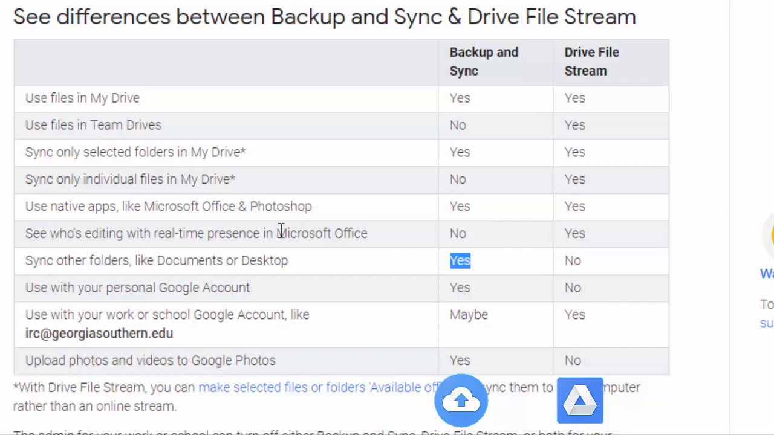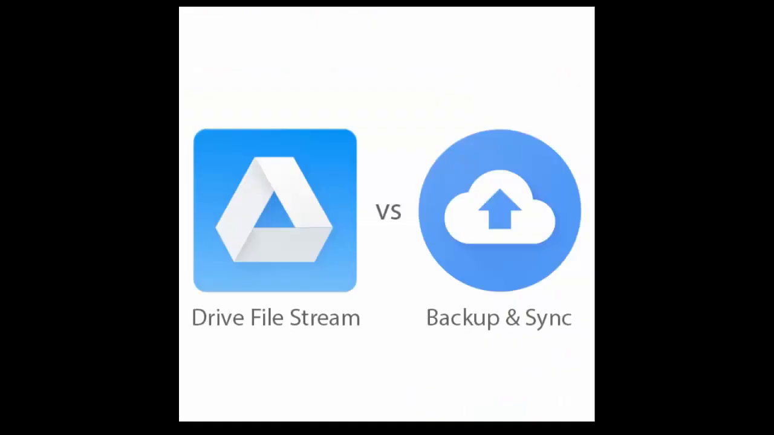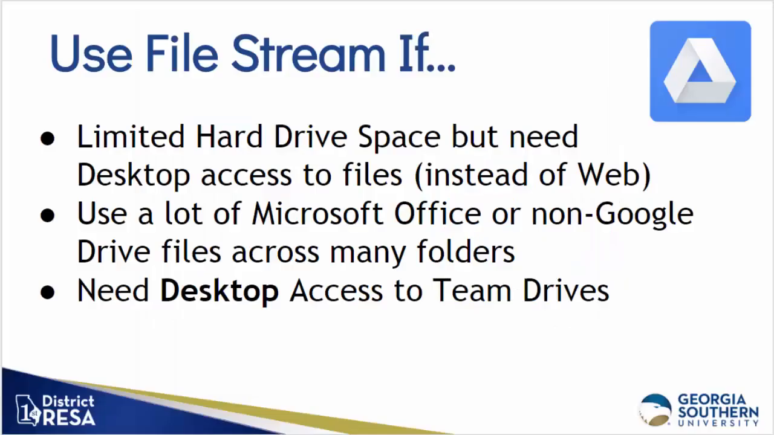Backup and Sync lets you sync other folders like desktop and my documents. Whether it's available to you on your school account is really up to the tech department, but most of them have left it on that we've seen. All right, use cases here. What's the bottom line? When would you use one or the other, right? In short, I would use FileStream under these conditions.